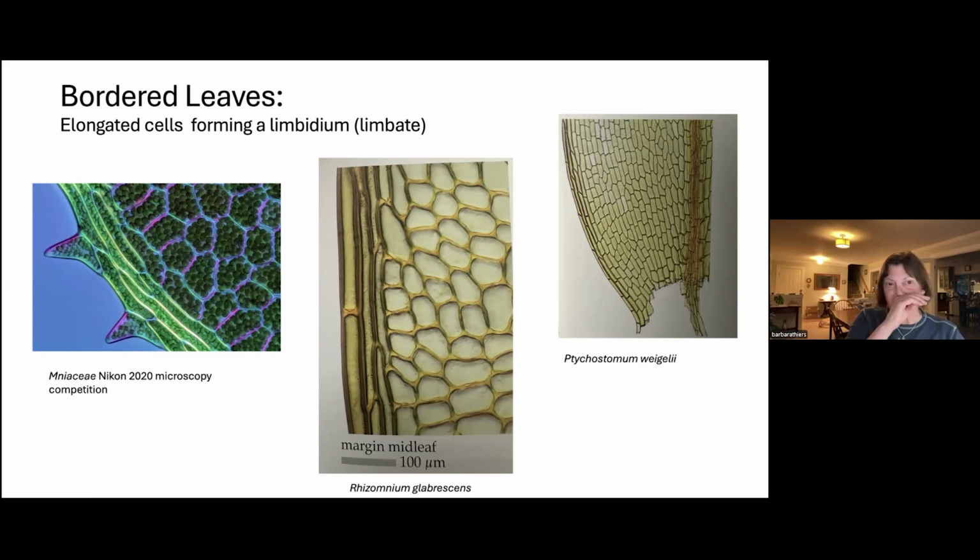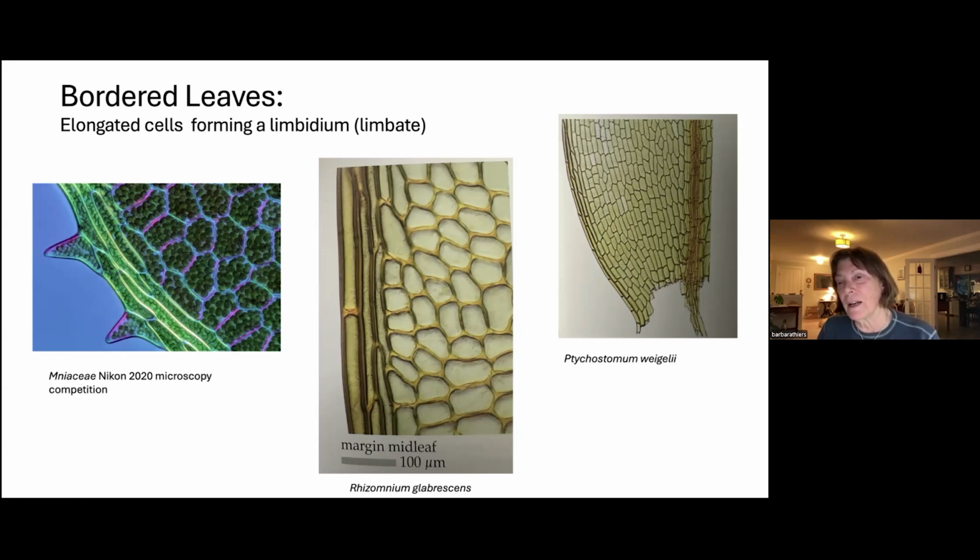Nobody could mistake that in a key if it says limbate. I think everybody would agree that it is. The Rhizonium glabrescens is still pretty distinct. I think most people wouldn't have any trouble saying that that's a limbate leaf, or a leaf with a limbidium. It's not always so easy though.